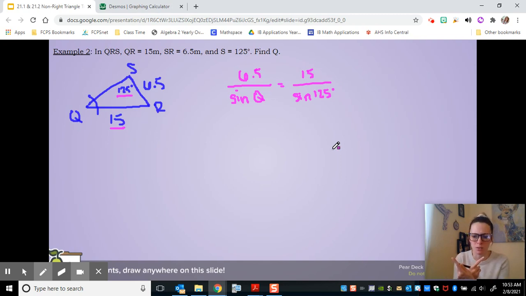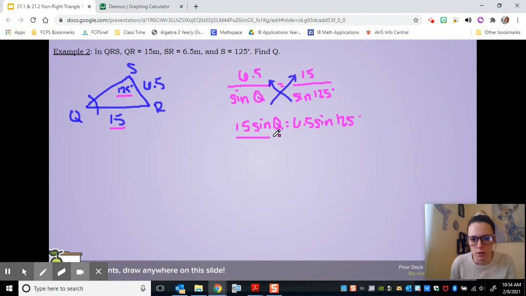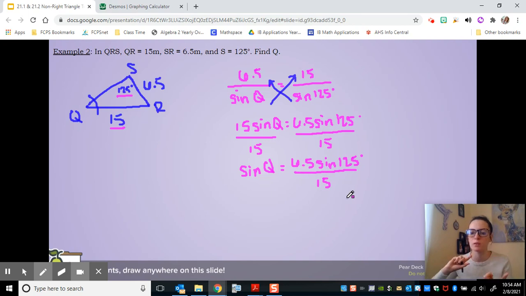Same deal, I'm going to cross multiply and try to isolate my variable. When I go to isolate my variable here, notice that we're finding an angle. So sine of Q is going to have to stay put for a second, but I can at least divide by that 15. Remembering back to right triangle trig, when I'm looking for an angle, I'm going to have to use the inverse sine in this case to find that angle. So when I go to my calculator, whatever I get from this fraction on the right-hand side, I'm going to have to do inverse sine of that decimal that I get.